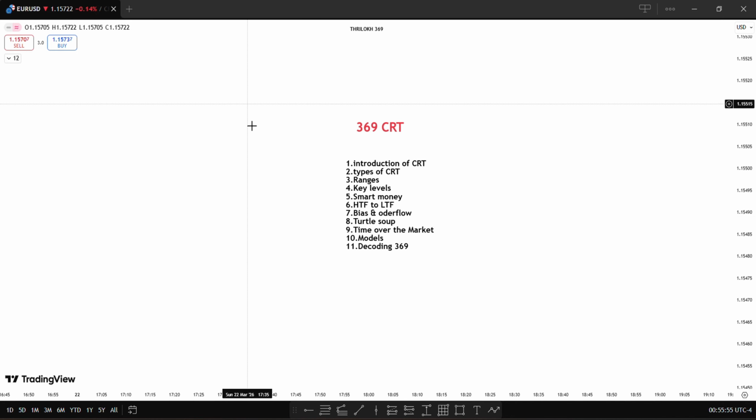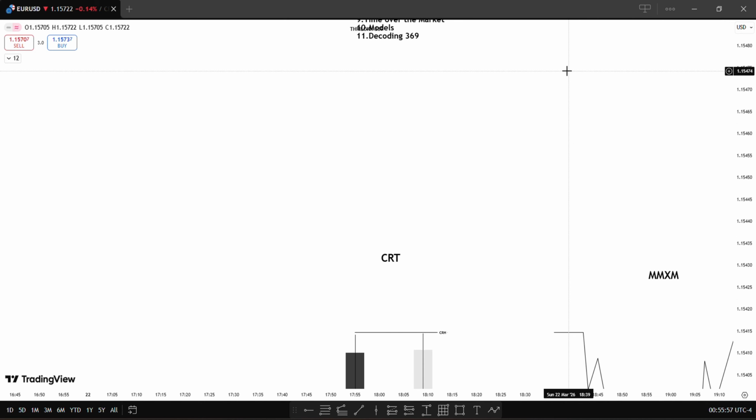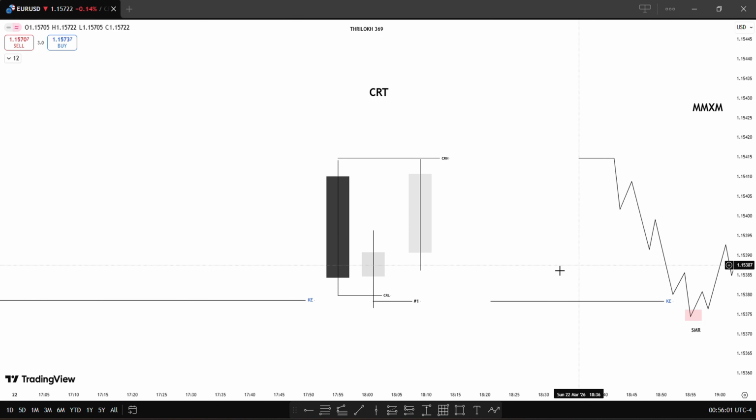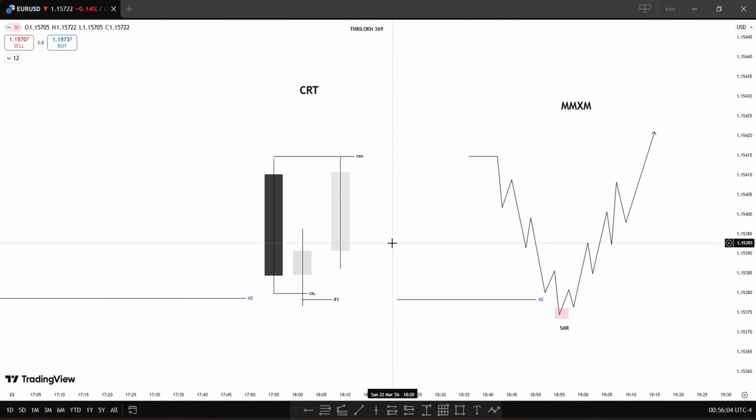And this is our first lecture. Okay, that's the introduction of CRT. I have drawn the same picture for you to understand what is meant by CRT. What is meant by CRT? Just ask yourself. Actually, CRT is the market maker's model. Whether it is a buy market or a sell market, it is the market maker's model.